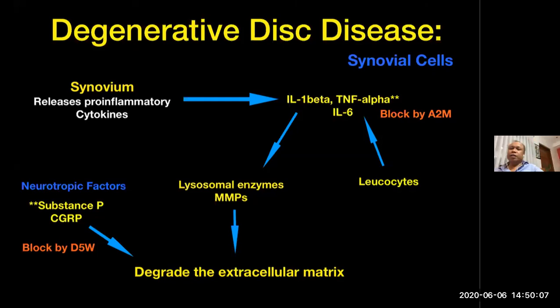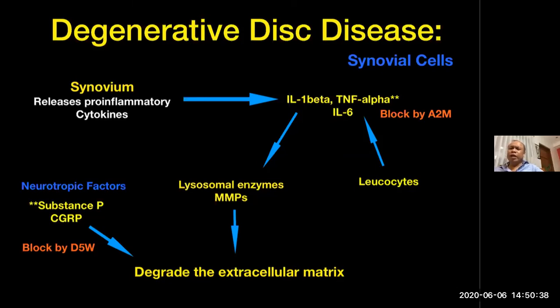For instance, if you are a prolotherapist, you can just use dextrose 5 water to block this area because it can inhibit substance P through the TRPV1 receptor. So the substance P and the CGRP are blocked by the D5 water. If you're doing an A2M, it can also block the pro-inflammatory cytokines. This is the only solution that can actually block this area.